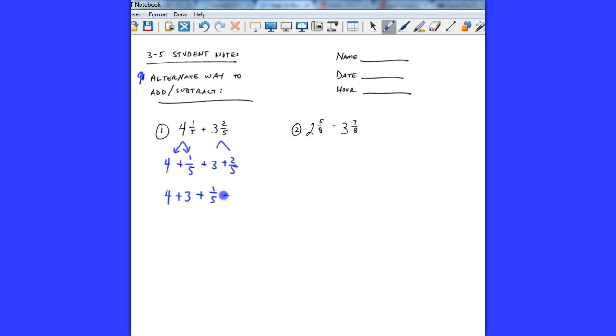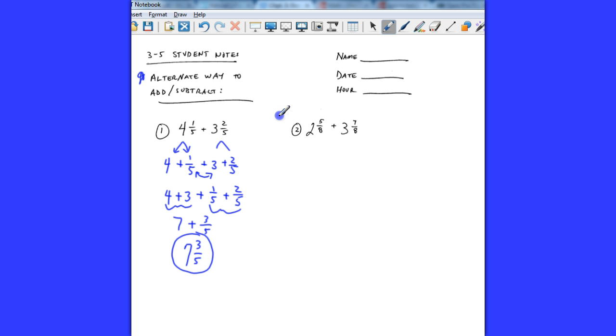I can commute the order. In other words, what I did here is I switched those two around, because now I can add 4 plus 3 and get 7, and I can add 1 plus 2 and get 3/5. So I have 7 plus 3/5, and that's 7 and 3/5. And that's pretty simple compared to the other way. It's a lot easier in that particular question.